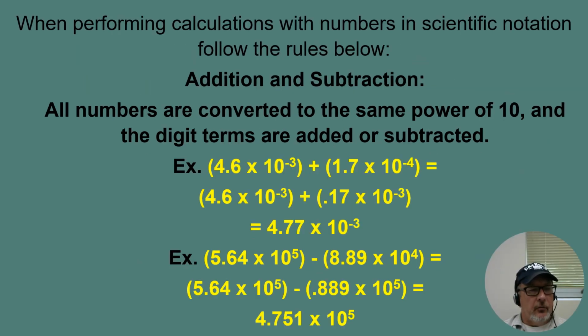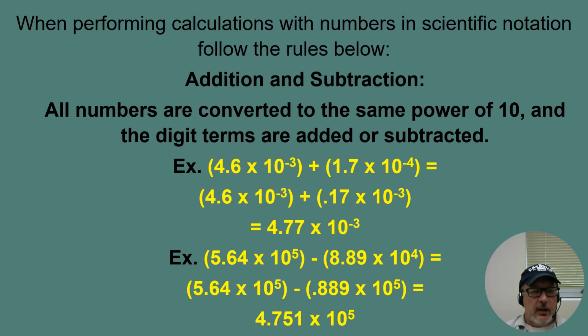How do we add or subtract numbers in scientific notation? First, we adjust the powers of 10 in the expressions so that they have the same exponent. We do this by moving the decimal point of the number with the smaller exponent to the left or right and changing the exponent accordingly.